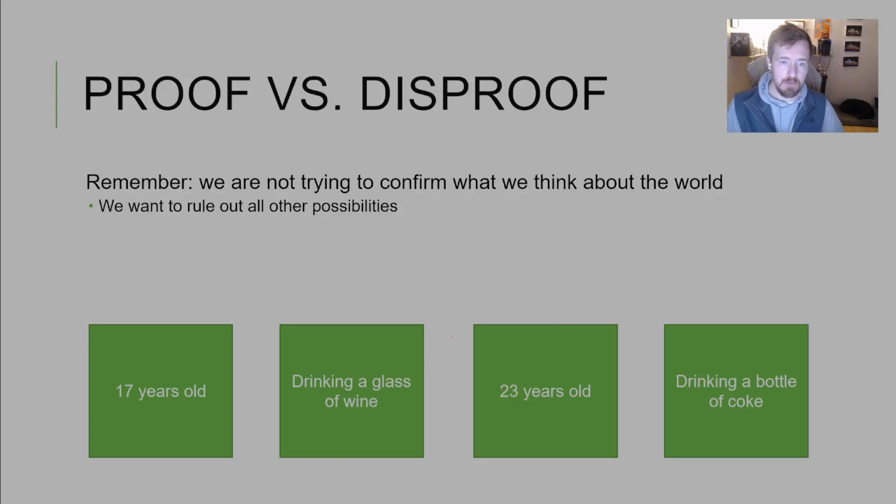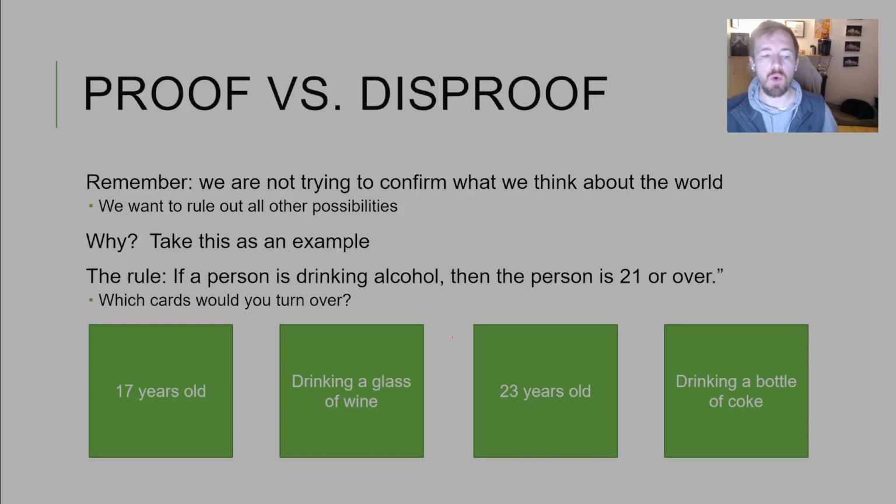So let's say that we want to determine if this hypothesis is accurate or not accurate: if a person is drinking alcohol, then that person is 21 years or over. So which of these would you flip over to determine this? Each of these cards is going to tell you how old someone is and if they are drinking anything. Which of these cards would you flip over to test just this statement, and only this statement? I don't want you flipping over any cards that aren't relevant here, okay?